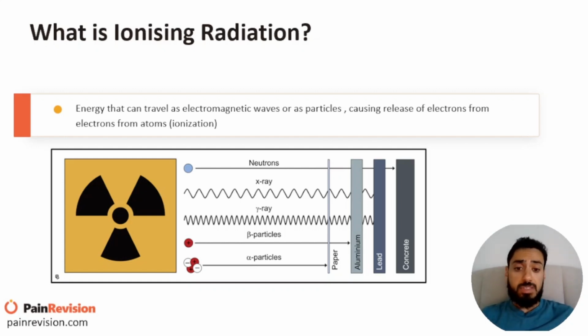The common examples that we have are X-rays and gamma rays, and both of these have a similar penetrative power and also have a similar biological effect. So they'll both be stopped by lead, which explains why, from the safety point of view, we wear lead gowns and lead thyroid shields and so on.